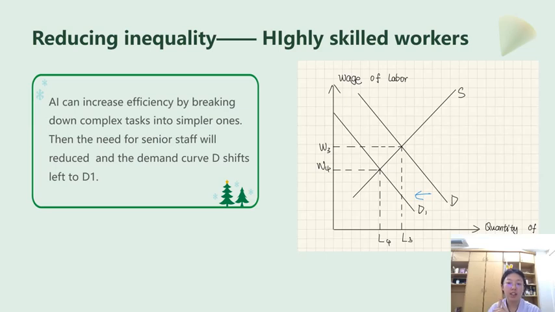Okay, let's continue with reducing inequality for highly skilled workers. AI can increase efficiency by breaking down complex tasks into simpler ones, and then the need for senior staff will reduce and the demand curve will shift from D to D1.